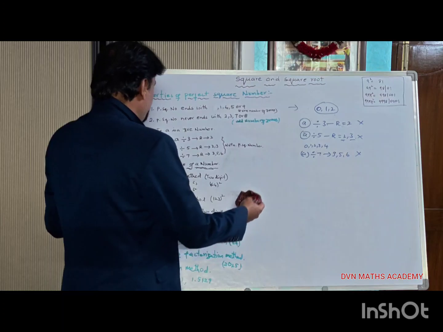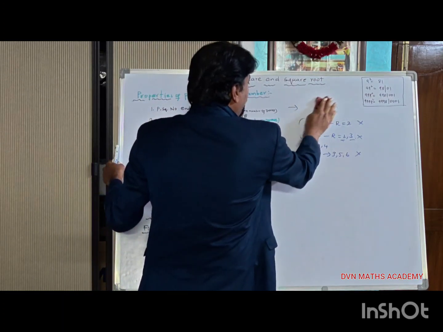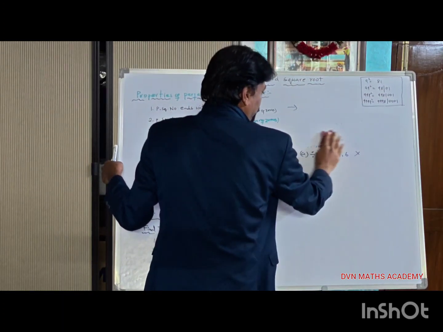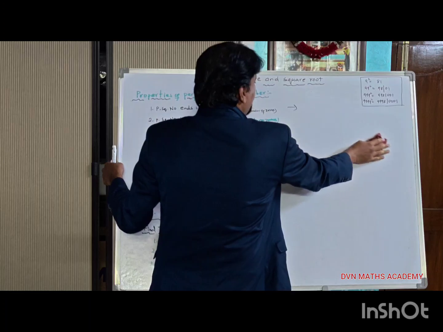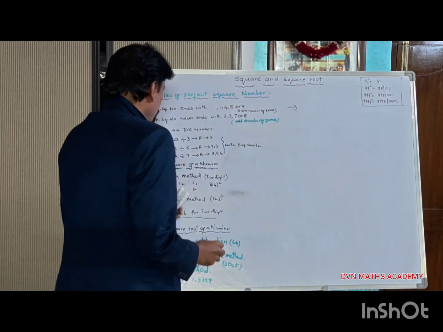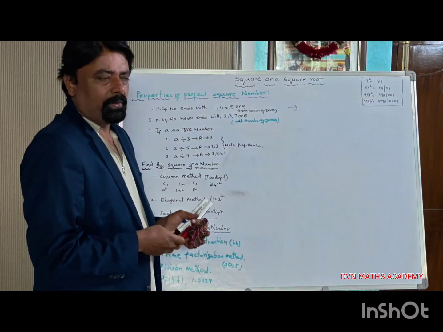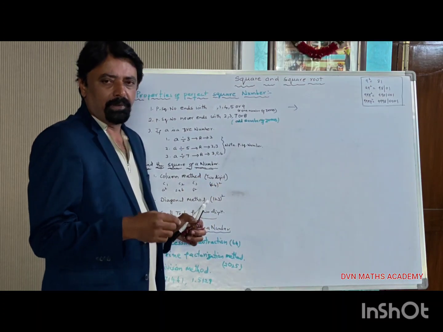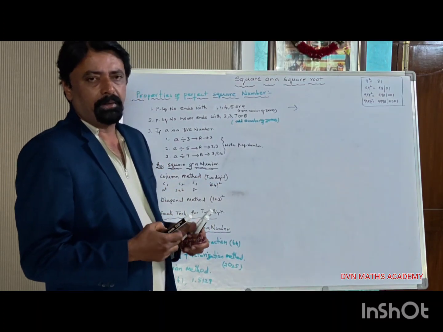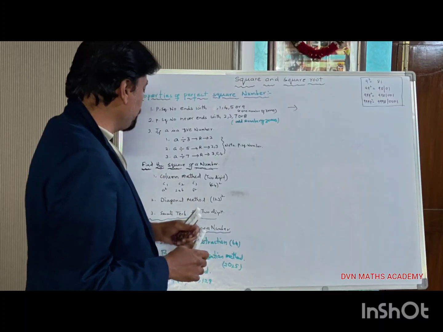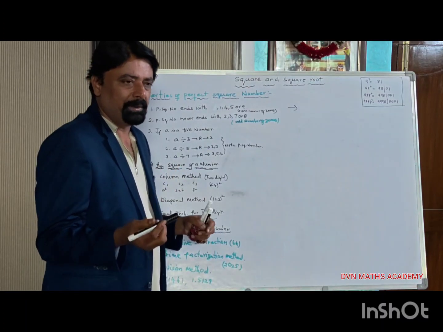Then the next concept is how to find the square of a given number. This is very interesting. There are different types. Particularly for 8th and 9th class students, there are two methods in your textbook. One is the column method, and the second is the diagonal method.